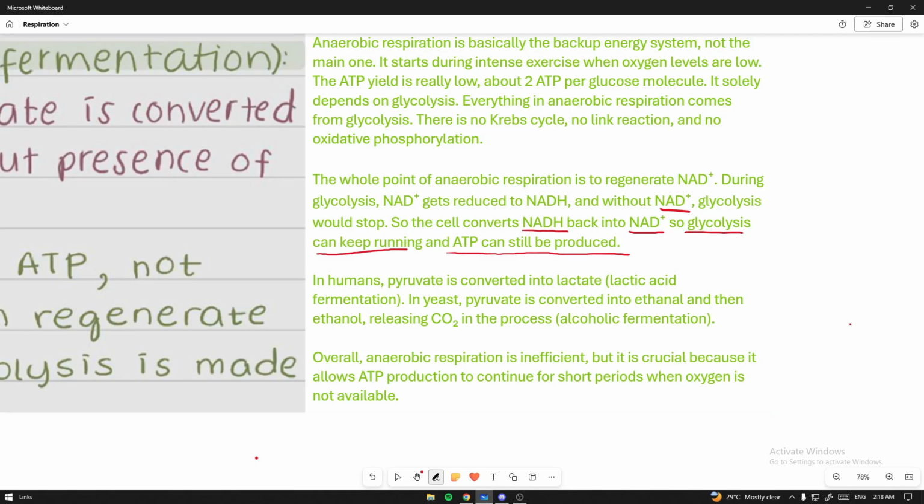In us humans, the process that we follow is specifically called lactic acid fermentation. In humans, pyruvate is converted into lactate. It's called lactic acid fermentation. In yeast, however, pyruvate is converted to ethanal. This is an aldehyde, and then ethanal is converted to ethanol. This is an alcohol. It's gonna release CO2 in the process, and it's called alcoholic fermentation.